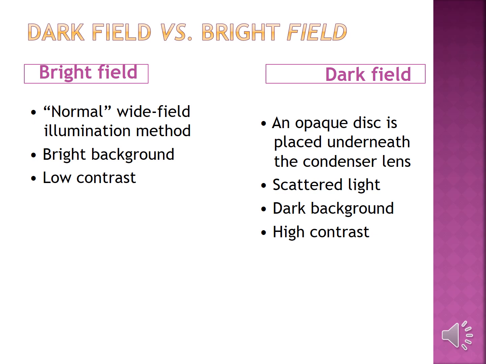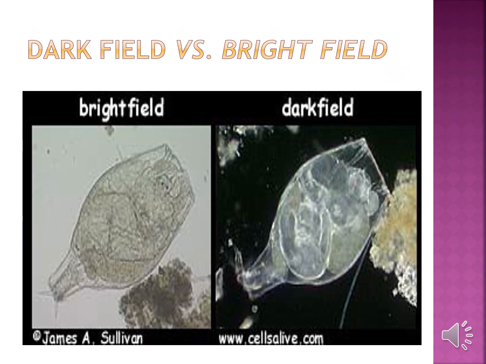So the differences: the bright field microscope normally uses a wide field illumination method. In dark field, an opaque disc is placed underneath the condenser lens. In bright field, the background is bright and contrast is low. In dark field, the light is scattered. The dark field microscope has a dark background and the contrast is high. I think this makes it very clear.